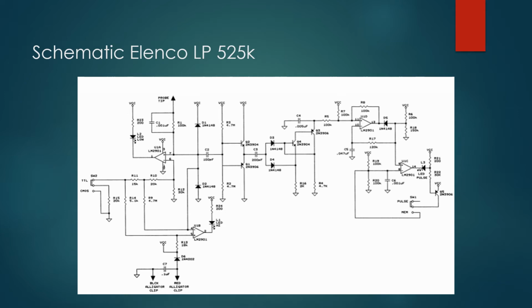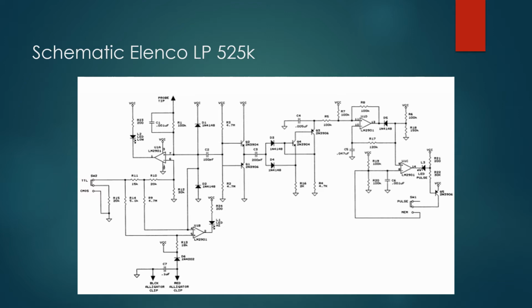To detect the high and low level, the LP525 uses two comparators of the quad comparator LM2901 IC. As you can see in the schematic diagram, one comparator drives the high LED and the other drives the low LED. The comparator output goes low, indicating the negative input is more positive than the positive input.